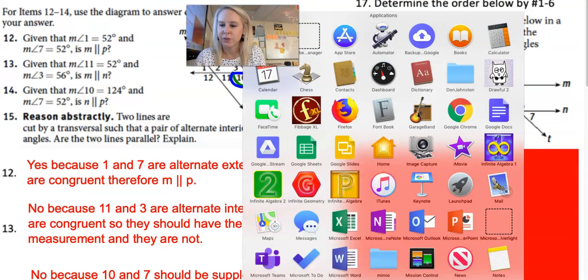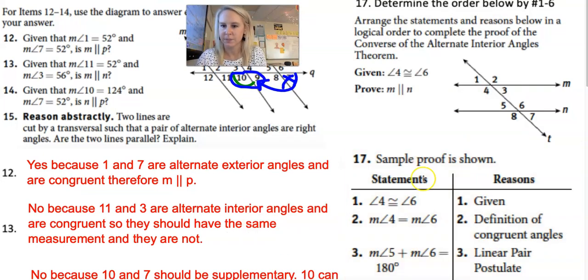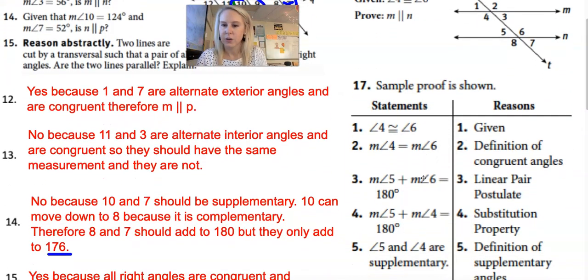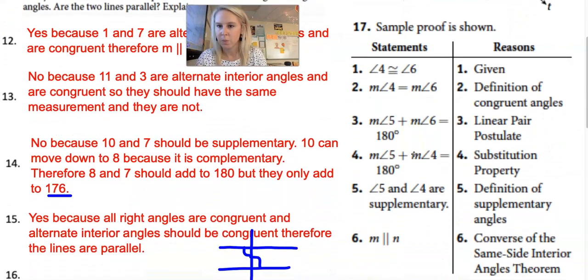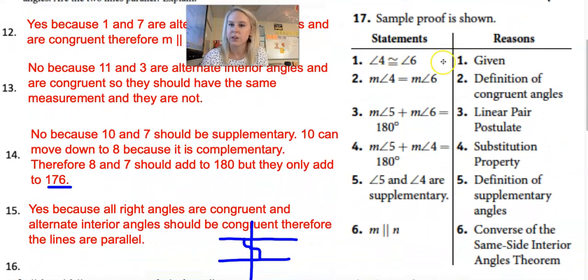Determine the order of the proof. So here are the answers. So one was a given. The second one was the measure of 4 equals the measure of 6. The only thing that changed between that was the congruent and the equal symbol, so definition of congruent angles. The linear pair postulate says angle 5 plus angle 6 is 180. The only thing that happened between 3 and 4, they kept 5, they kept 180, they substituted 6 in for 4. So that'd be the substitution property.